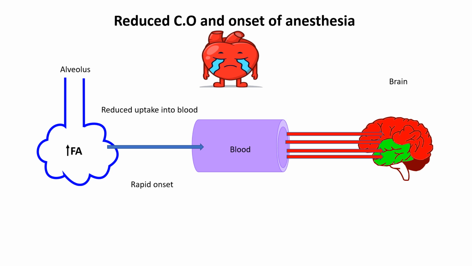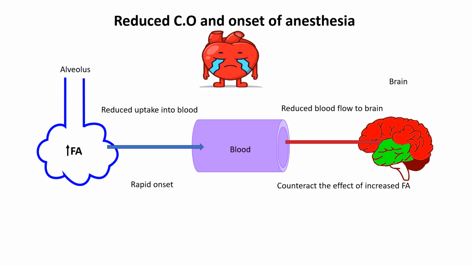However, if blood flow to the brain is also significantly reduced, it can counteract the rapid rise in alveolar partial pressure by limiting the actual delivery of anesthetic to the brain. Ultimately, the balance between reduced systemic blood flow and the faster rise in alveolar partial pressure determines the onset of anesthesia, with the latter effect typically being more dominant.